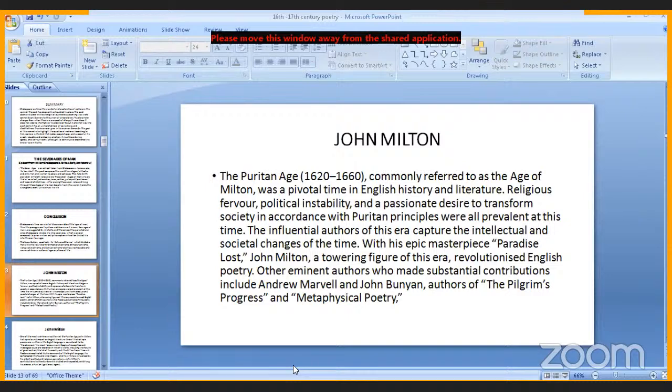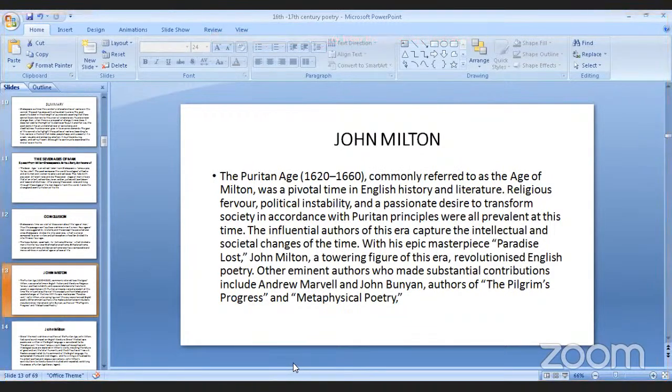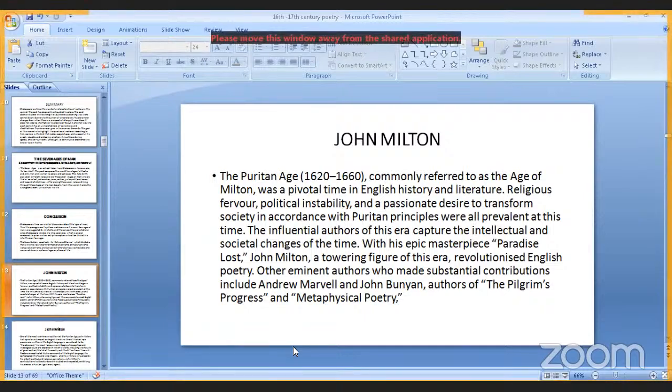Right. Moving on to the next poet, that is John Milton. So, John Milton, the moment you read this poet's bio, he belongs to an age called the Puritan age, which is from 1620 to 1660. It is also known by the name of Milton as Age of Milton. It was the most important time in English history and literature.